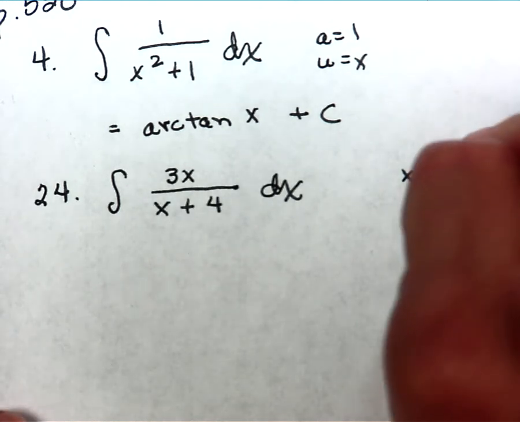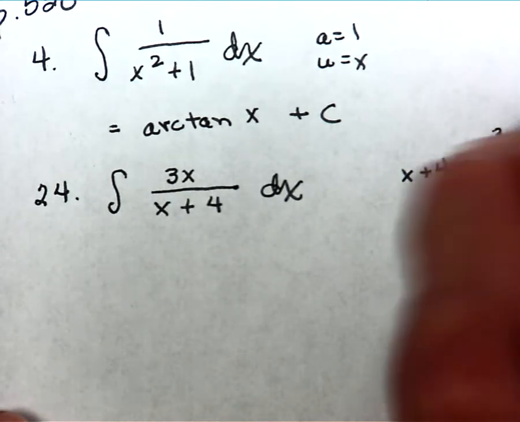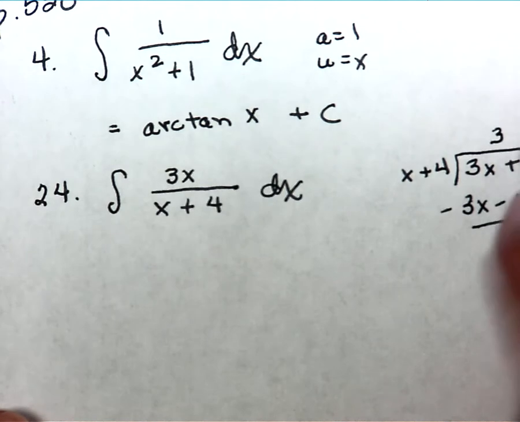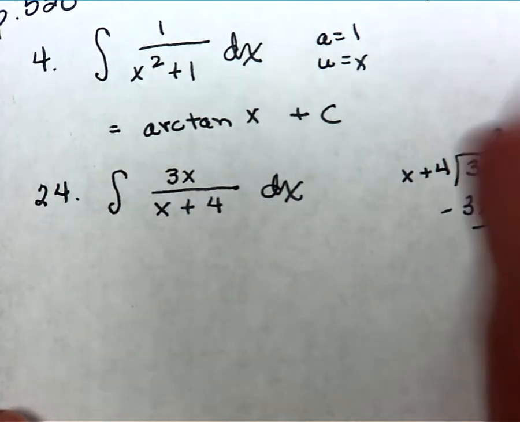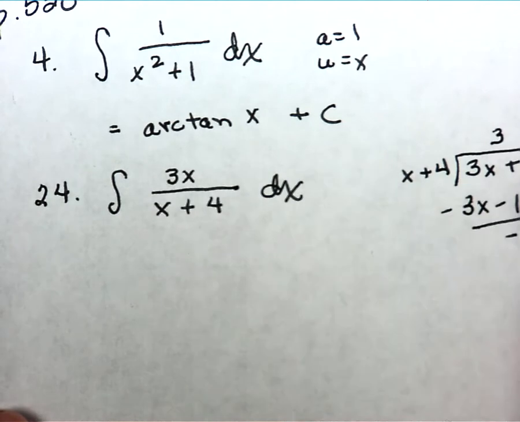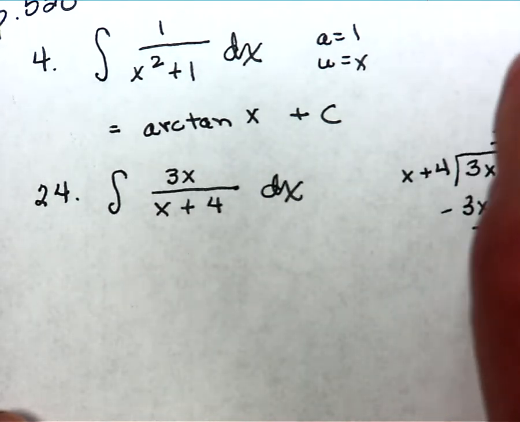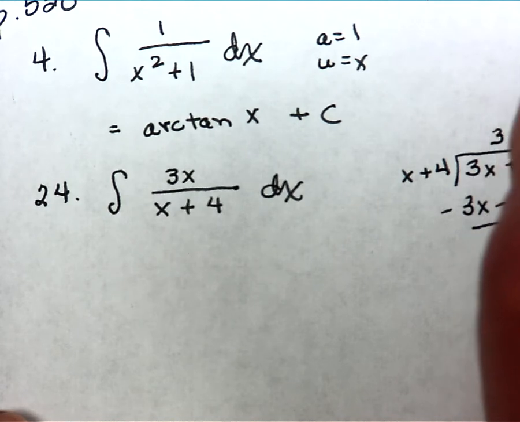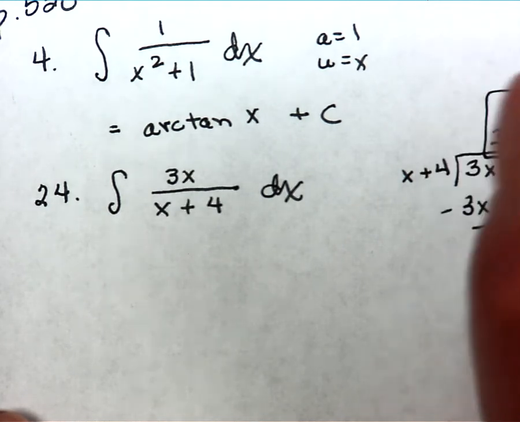3 times x is 3x. 3 times 4 is 12. Change both signs, and you have a remainder of negative 12. So I could write that as 3 plus negative 12 over x plus 4. Oh, that's pretty cool.